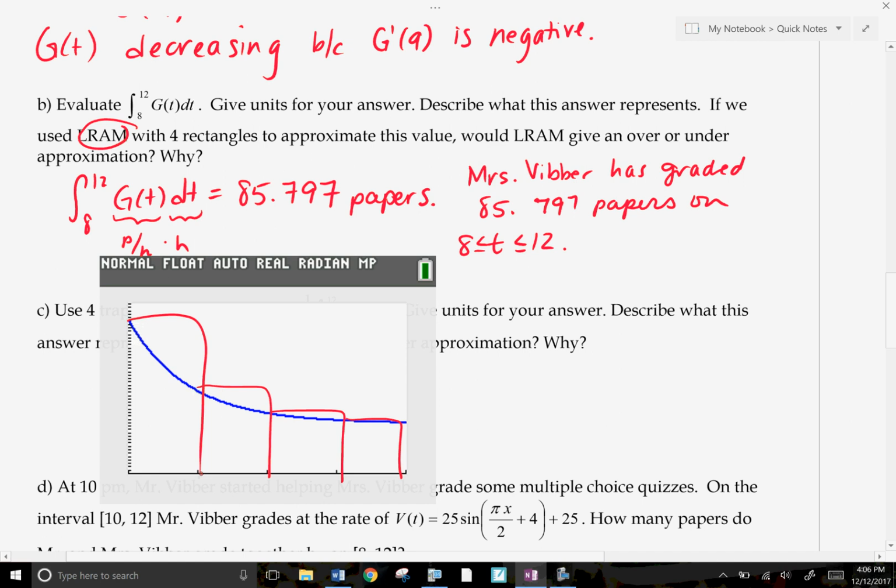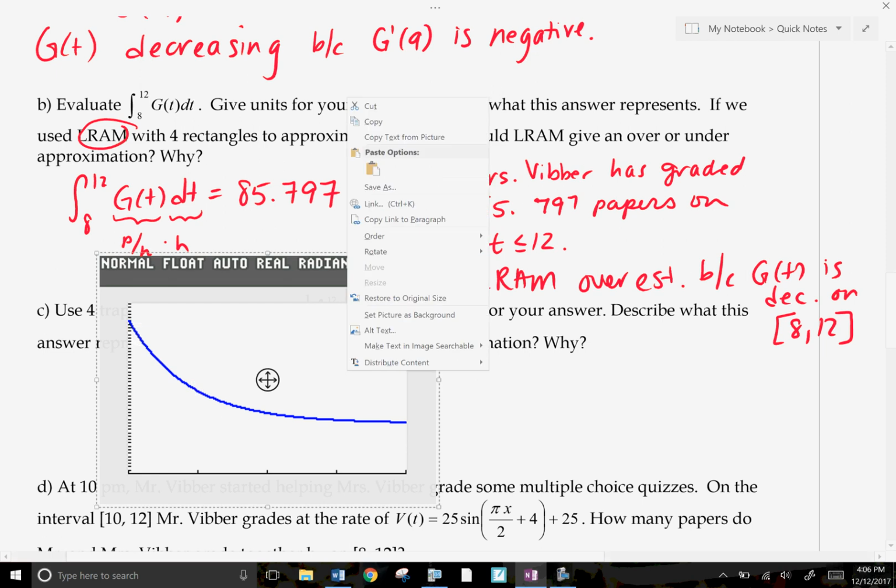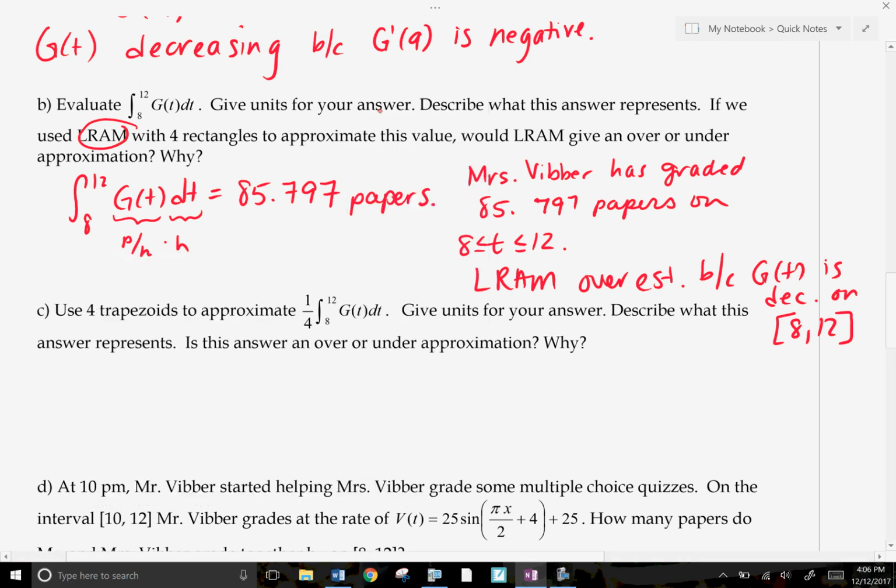Why? Well, I have 2 options. Either it's an overestimate because it's concave up, or because it's decreasing. It's because it's decreasing. LRAM is an overestimate because g of t is decreasing on the interval from 8 to 12. Okay? Now, how do I delete this thing? That's a good question. Cut. Look at that, I did it. Woohoo! Okay, moving on.